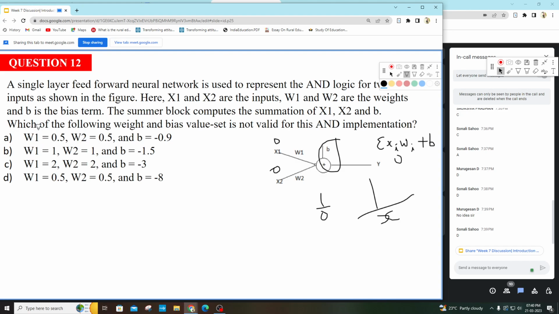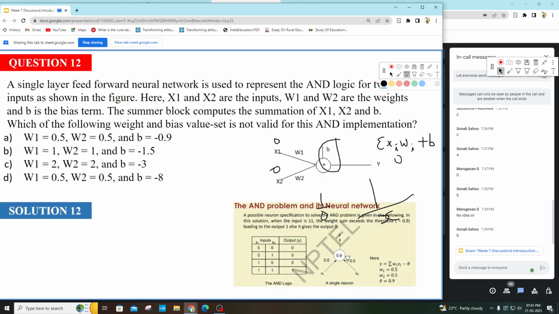So here what has been asked in the question is: which of the following weight and bias value sets is not valid for AND implementation? Yeah, so this is your AND implementation. In AND implementation we know that when either of the inputs x1 and x2 is 0, we get 0 as output, but when both the inputs are 1, we get 1 as output.